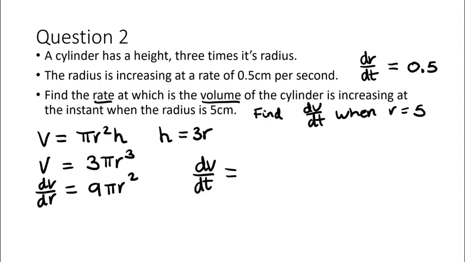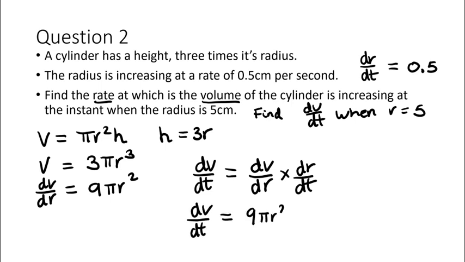And I can make use of the fact that I know what dV by dr is, and I also know what dr by dt is. And if we multiply them together, then those dr's will cancel and you'll get your dV by dt. So let's multiply our dV by dr by the dr by dt, the 0.5 that we found at the start.